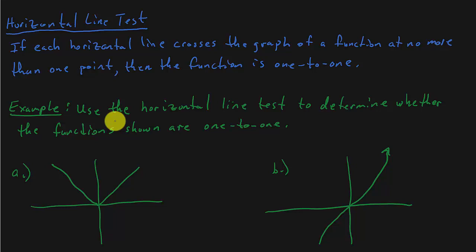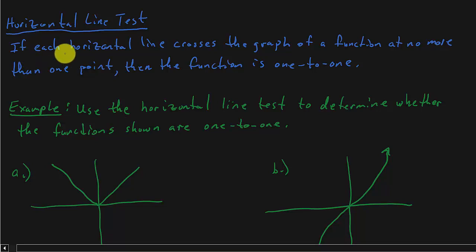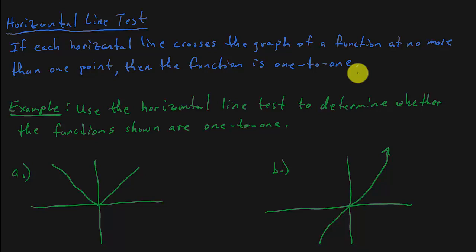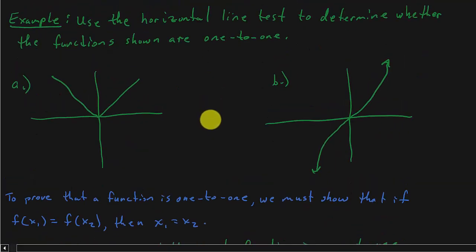Well, this is the horizontal line test. So if each horizontal line crosses the graph of a function at no more than one point, then the function is one-to-one. So in other words, if you draw a horizontal line through a graph and it intersects that graph in two or more points, then that means it is not one-to-one. So let's use the horizontal line test to determine whether the functions shown are one-to-one. So you can see here, if you draw a horizontal line through the graph, it intersects in two places. It intersects in more than one place. So this is not one-to-one.